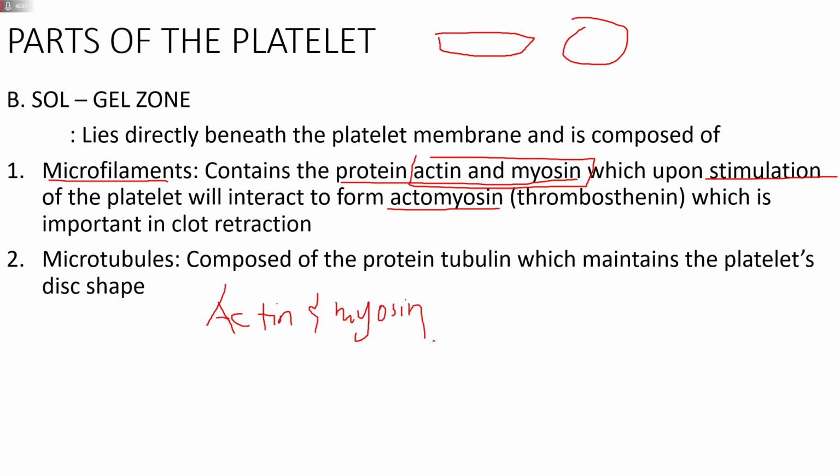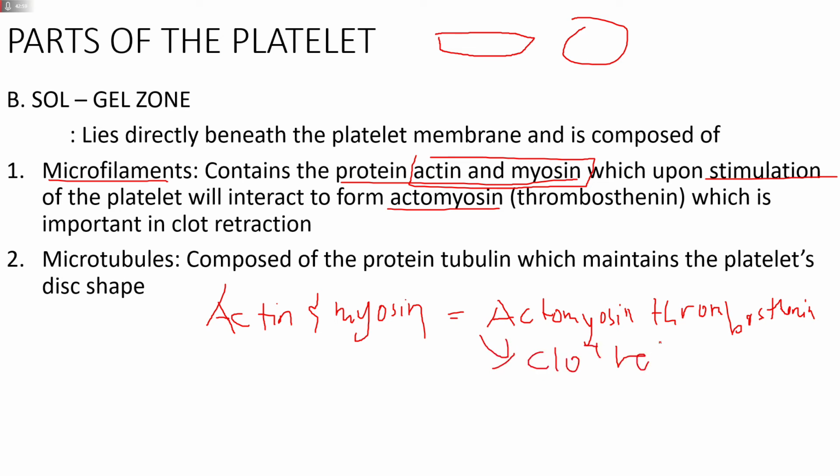Now, if you would combine them, they would form what you call actomyosin, also known as your thrombostenin. Now, itong si actomyosin nyo class is very important in clot retraction.